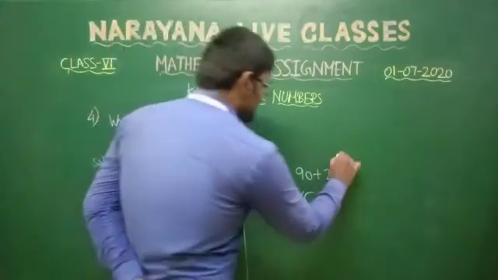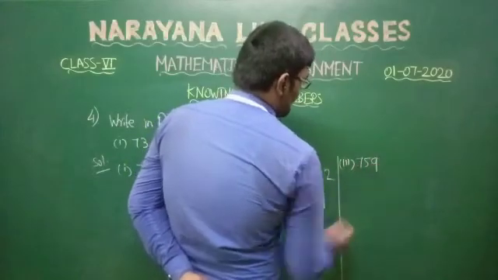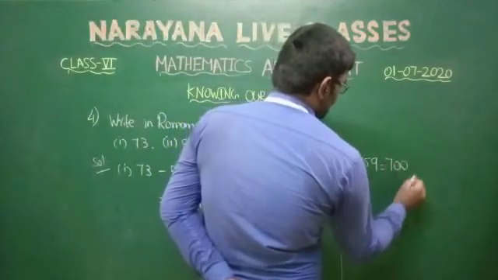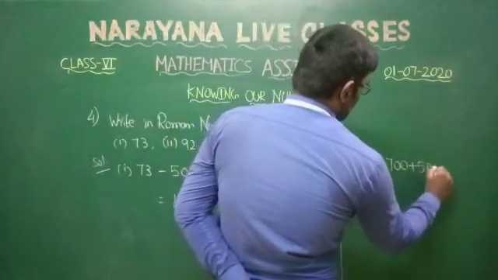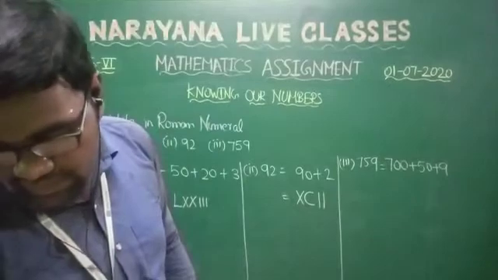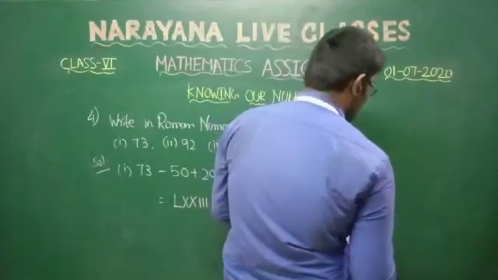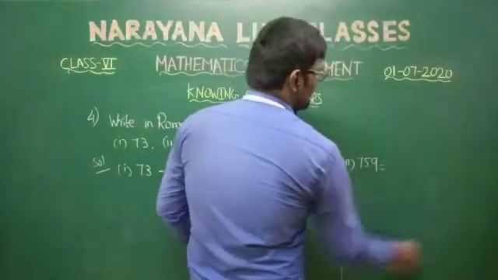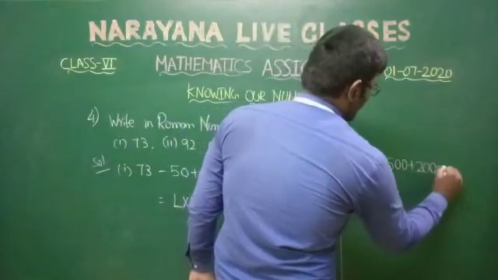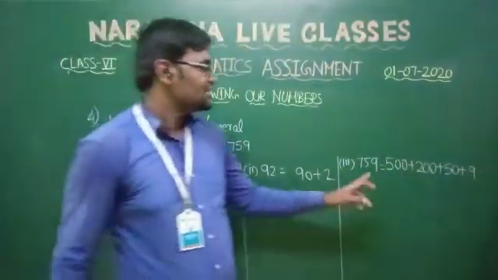Right. Then the other one is 759. How can we write 759? 700 plus 50 plus 9. 700 we can also write as 500 plus 200. Okay? 500 plus 200 plus 50 plus 9. Clear, students?